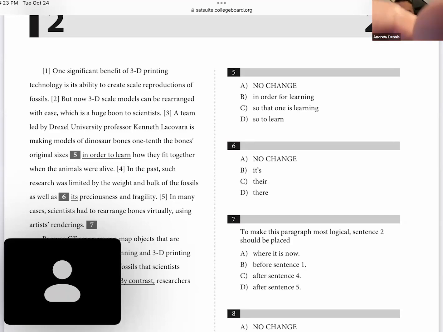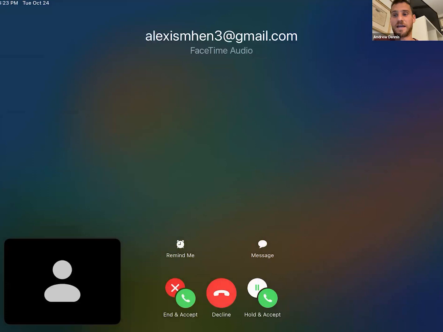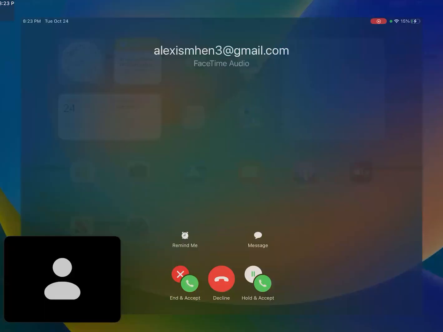Or let's see sentence 5. In many cases, scientists had to rearrange bones virtually using artist rendering. But now 3D scale models can be rearranged with ease, which is a huge boon to scientists. Actually, and this is a great example of how C sounded like a good option. Doesn't D look a little bit better, right? Yes.